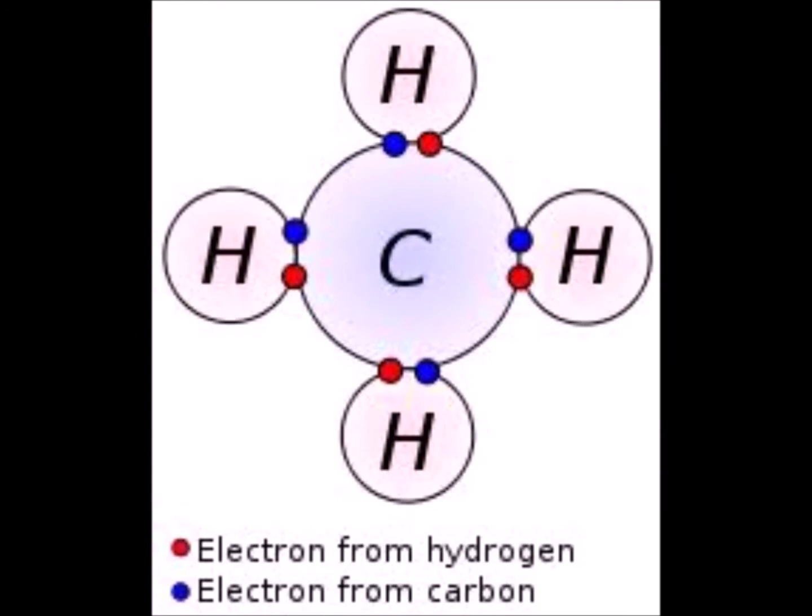Here is an example of covalent bonding in carbon. The central carbon and 4 hydrogens share electrons. Carbon can share 4 electrons with hydrogen, and hydrogen can share electrons with carbon to attain stability. This is called methane. CH4 is methane, a covalent compound.